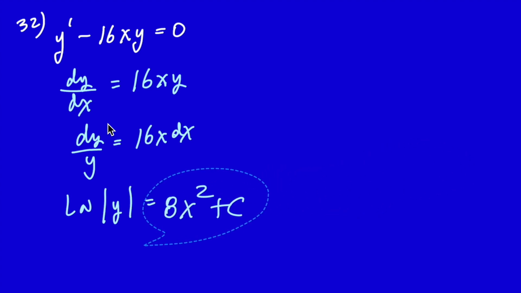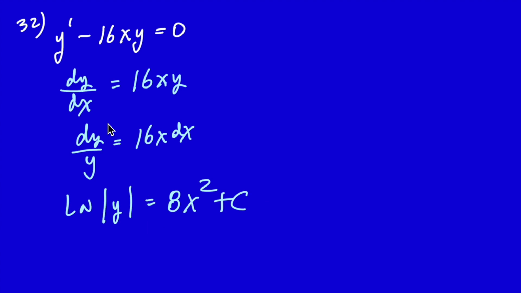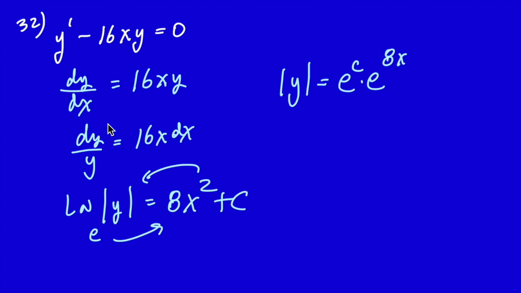and again we're solving for y. So we're going to do early bird, and we're going to say e to the absolute value of y equals e to the c times e to the 8x squared. Okay, so initially this was e to the entire right side of the equation, 8x squared plus c, and then we switched to a multiplication problem.